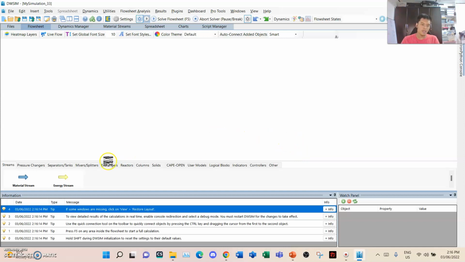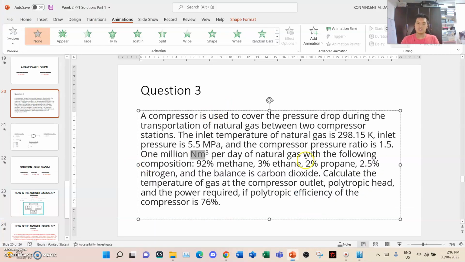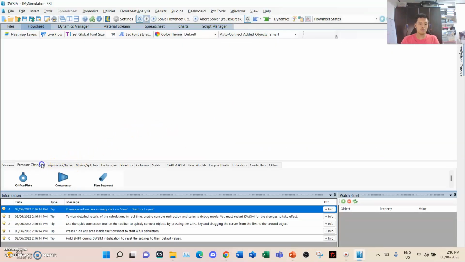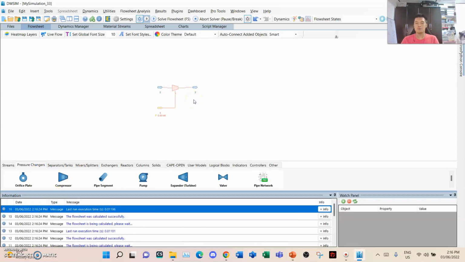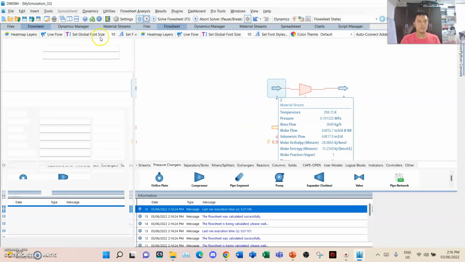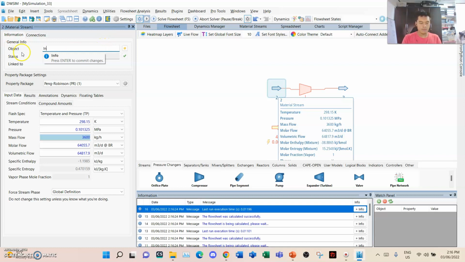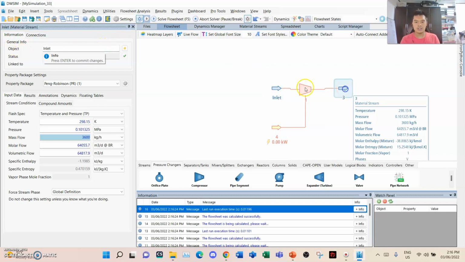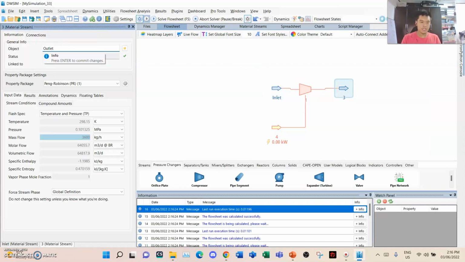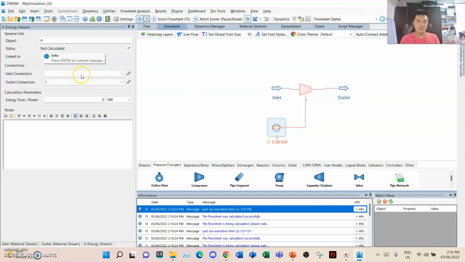So the unit operation being discussed here is a compressor. So we go here, pressure changers, compressor. Then DWSim will provide all the streams for us automatically. That's the beauty of DWSim. Next, we need to rename it properly. So we have the inlet, and we have the outlet, and this is the energy requirement.